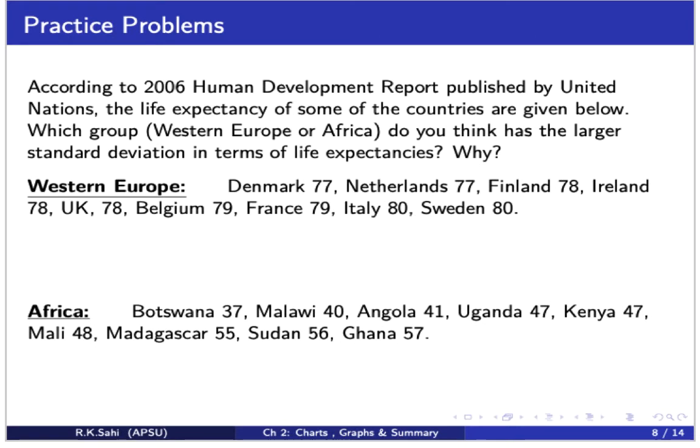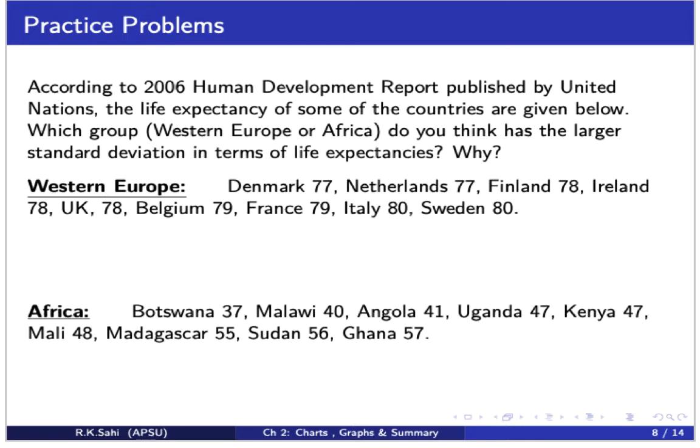According to the 2006 Human Development Report published by the United Nations, the life expectancy of some of the countries are given. We're looking at countries from Western Europe and countries from Africa. So the question is, which of the groups, Western Europe or Africa, has the largest standard deviation in terms of life expectancies? Okay. There are many ways of solving the problem. One is when you look at the numbers, you look at the highest and the smallest, that also gives you an idea. We do not have to go ahead and plug in the values, but just looking at it and figuring it out, okay?